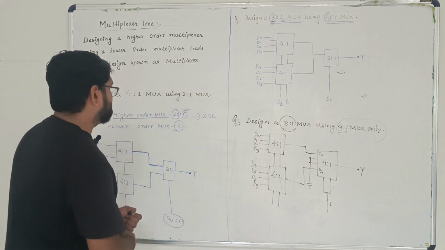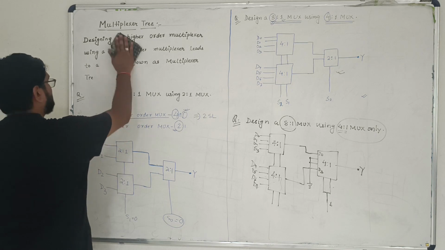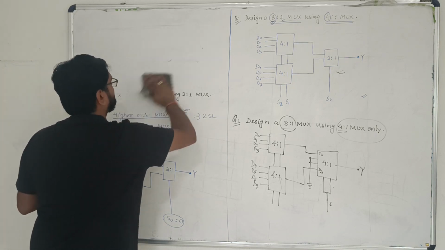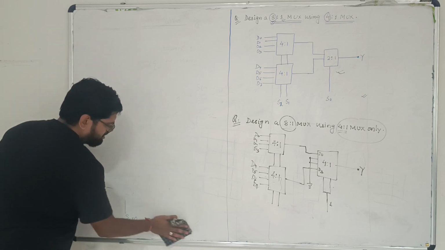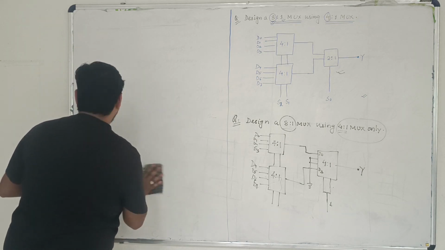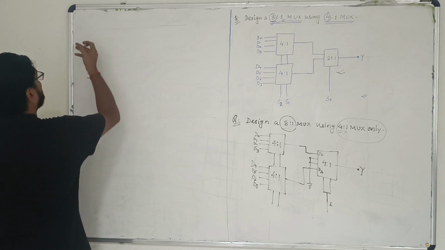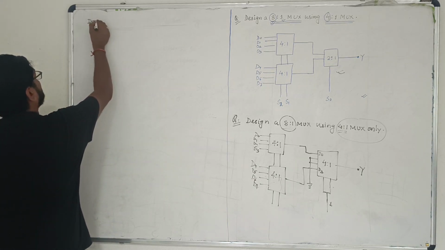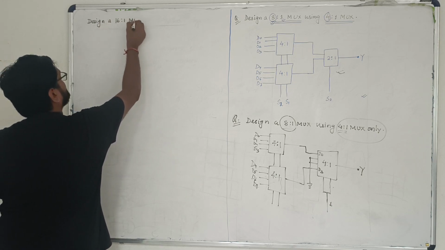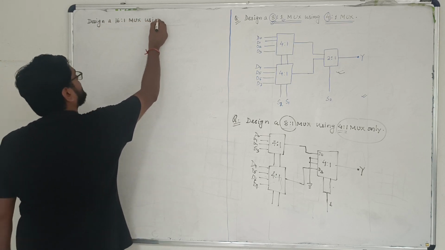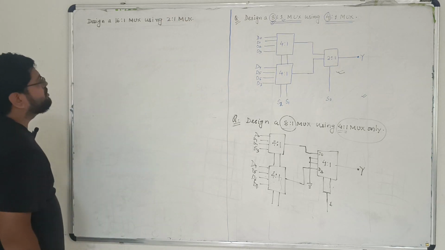So these are the various examples. The last example is designing a 16:1 multiplexer using 2:1 multiplexers. Now that is going to be somewhat knowledgeable. You have to think in a proper way. So the question is, design a 16:1 MUX using 2:1 MUX. Okay, so 16:1 using 2:1.